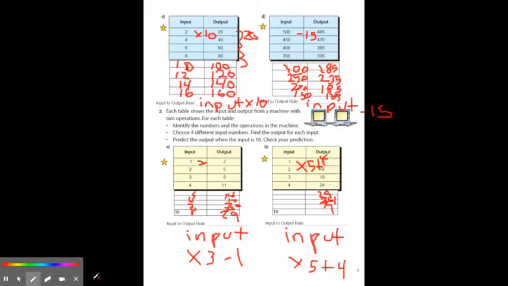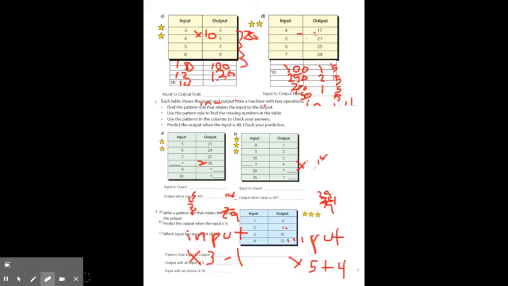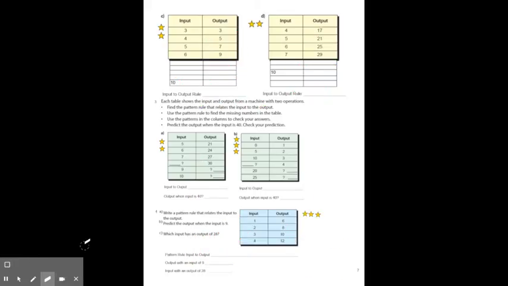I'm going to move on to the next page. And erase it. Oh, there's got to be a quicker way to do that. Oh, there it is. Haha. Good. Okay.